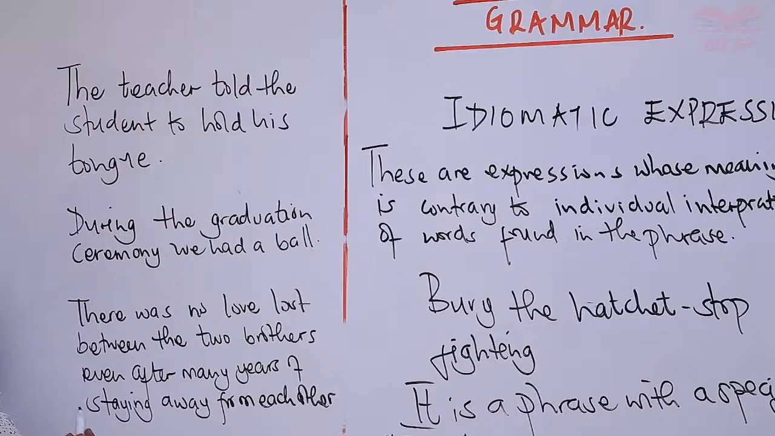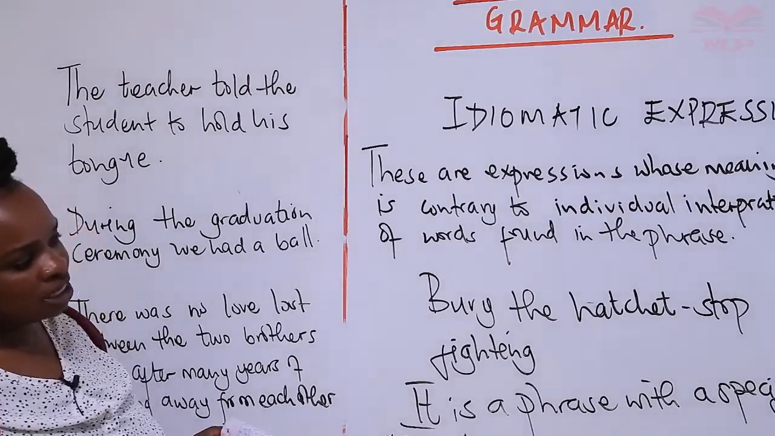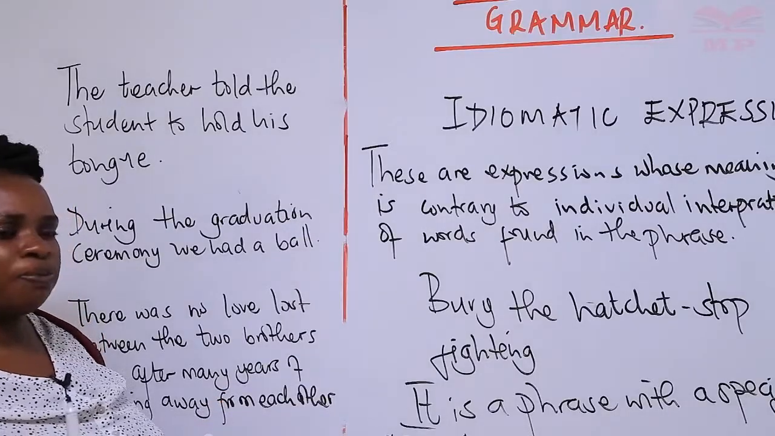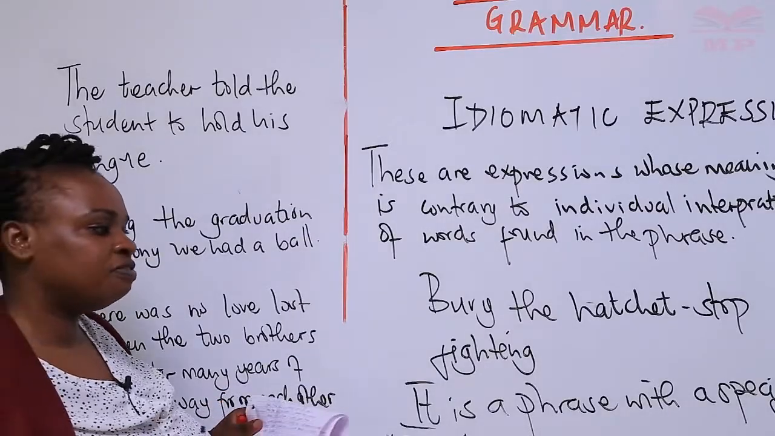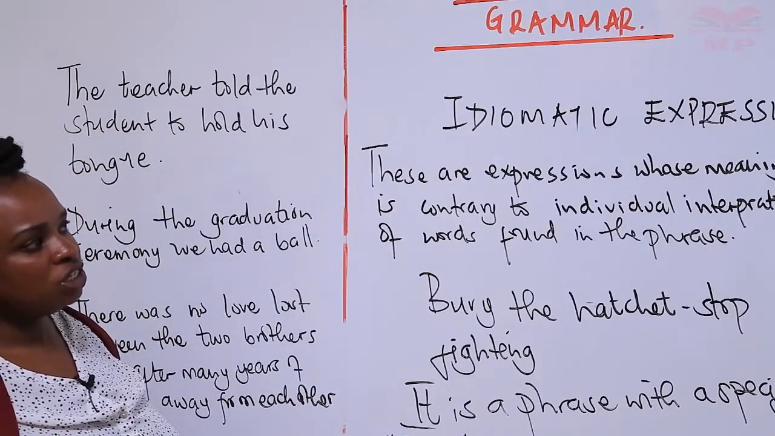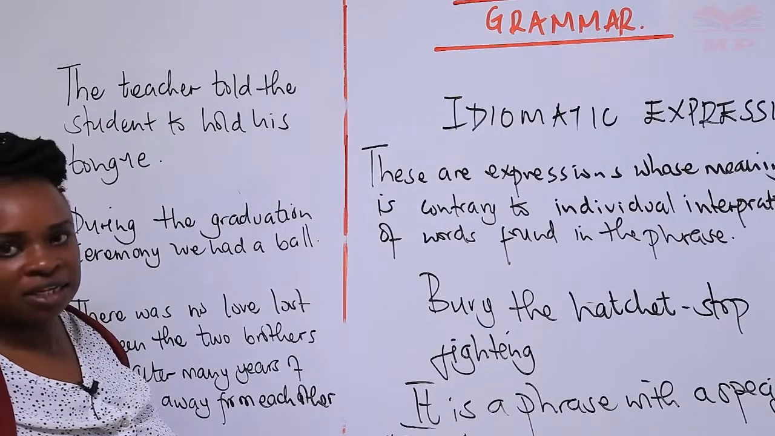And then there was no love lost between the two brothers, even after many years of staying away from each other, meaning the two brothers did not like each other. Okay, no love lost means to not like each other. So other examples could be, I was caught between a rock and a hard place after I sneaked out of school, or maybe something like we got into hot soup when we fought with each other, all right?